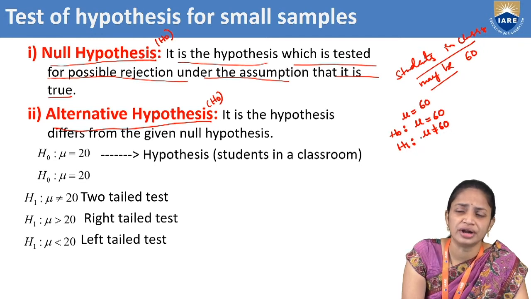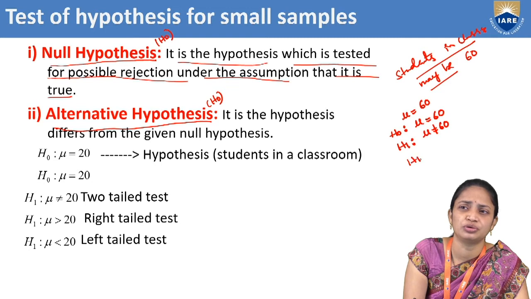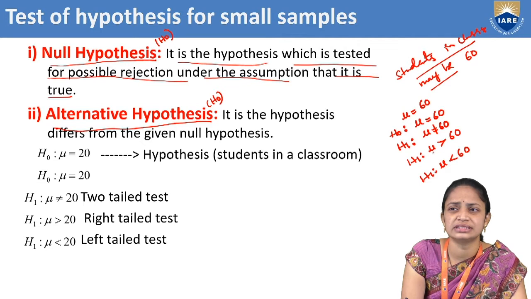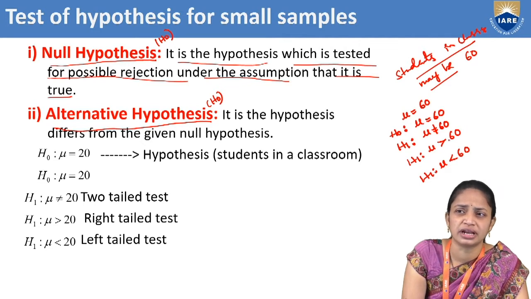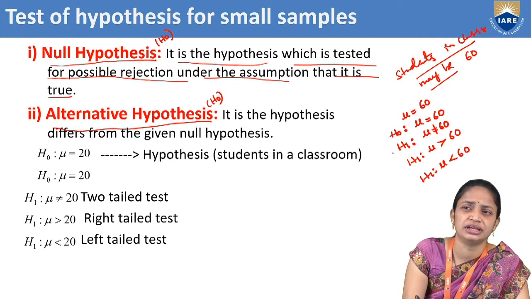But for not equal to 60, we have two more possibilities. Maybe the students in a classroom are greater than 60, or maybe the students in a classroom are less than 60. So these are the possibilities for the alternative hypothesis.